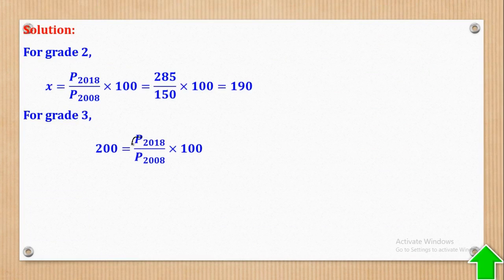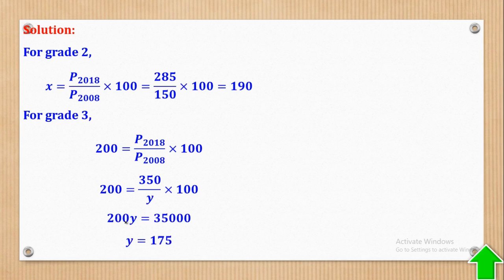So this divided by this multiplied by 100, I have to get this 200, so I'll substitute 350 over Y multiplied by 100, I must get 200. Now here I have one unknown, so what I'm left with is to make Y the subject. So when I cross multiply, I come up with that and divide by 200 to come up with the value of Y as 175.